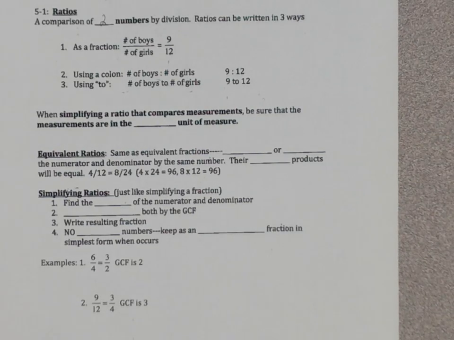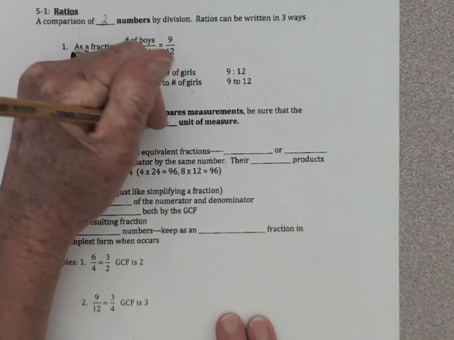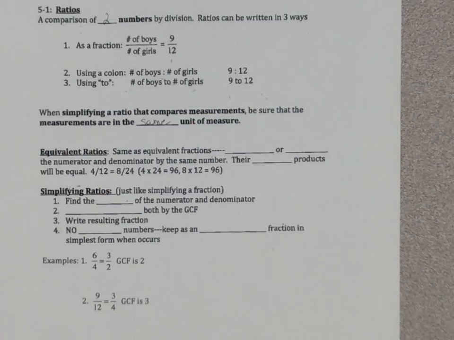Keep in mind when you're simplifying a ratio and you're comparing measurements, be sure the measurements are in the same unit of measure, unless we're talking about a scale problem.